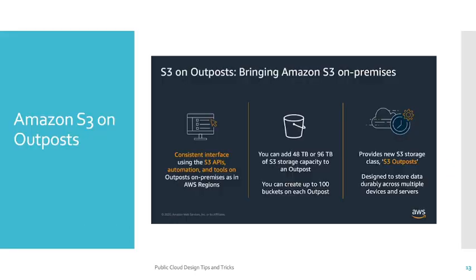Amazon S3 on Outposts is a feature with which you can use the S3 APIs, automation, and tools on Outposts on-premises as an AWS region. So with this feature, you can access your S3 from your on-premises system. It can support 48 terabytes or 96 terabytes of S3 storage capacity.